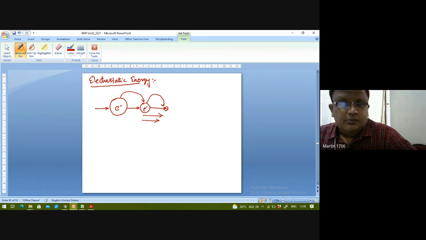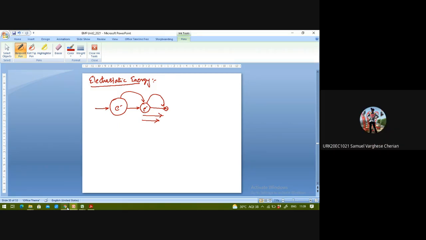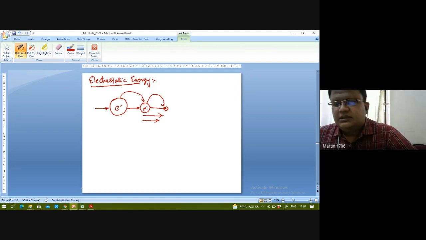But electrostatics generally means the electron is stationary, right? But in this case, it's moving. Yeah, actually, in electrostatics, as you told, it is static. So I'm talking about the time varying case also.